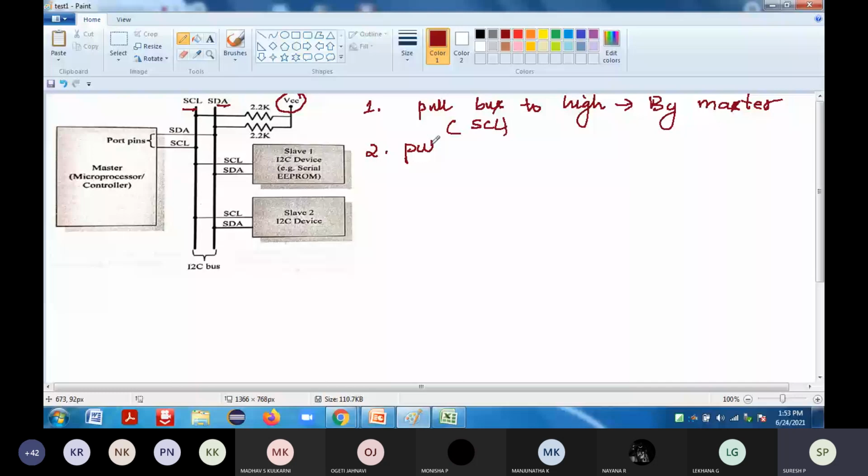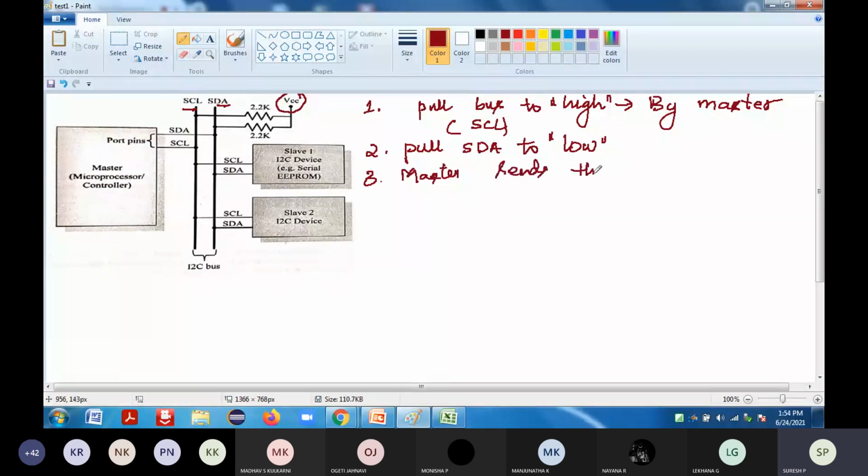The third step is that the master device sends the address of the slave device. To whom does it have to communicate? The master has to communicate to the slave device, and the slave device will have one address. So to whom the master has to communicate, that particular master device has to send the address. So the master sends the address.